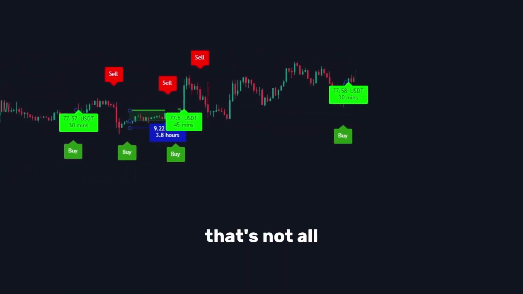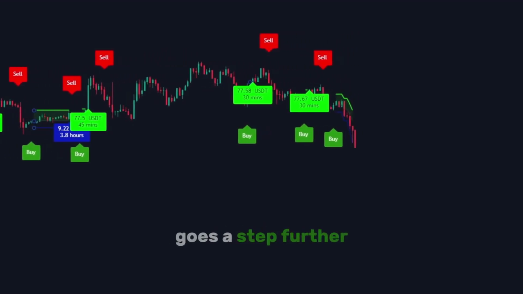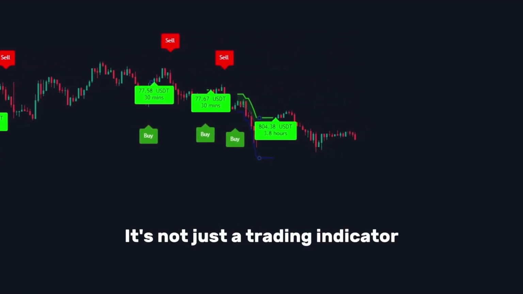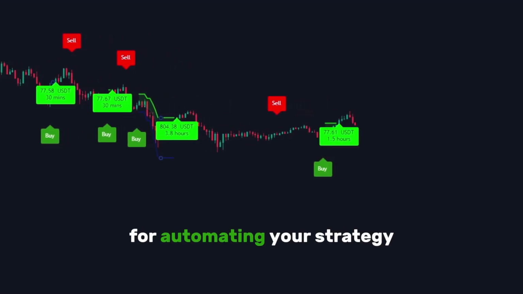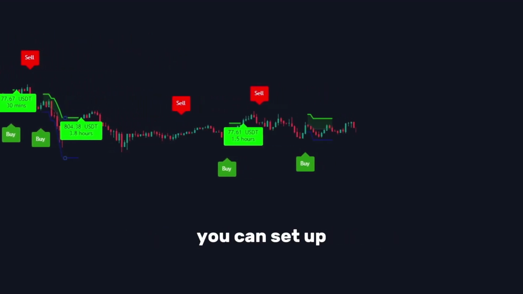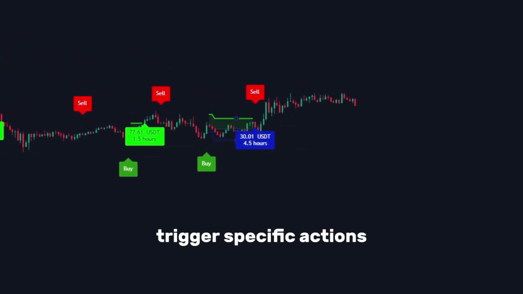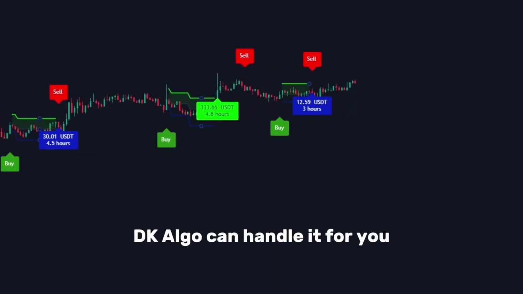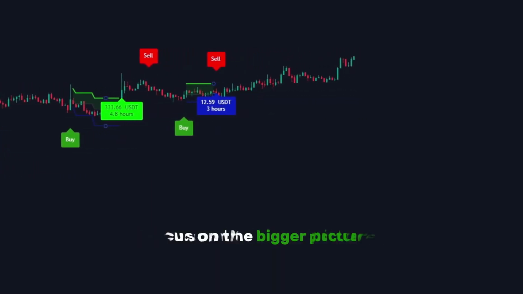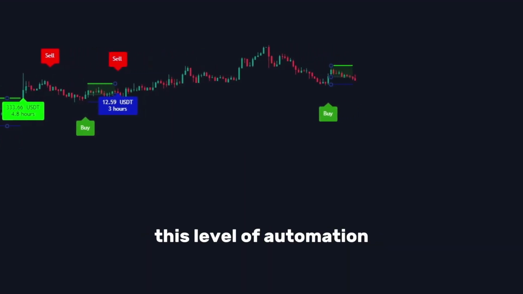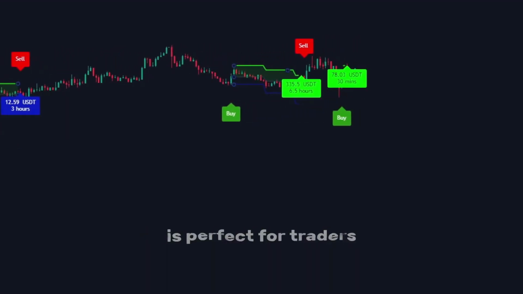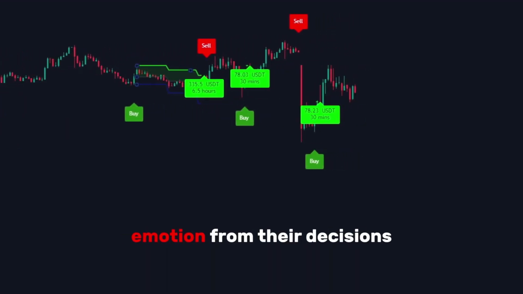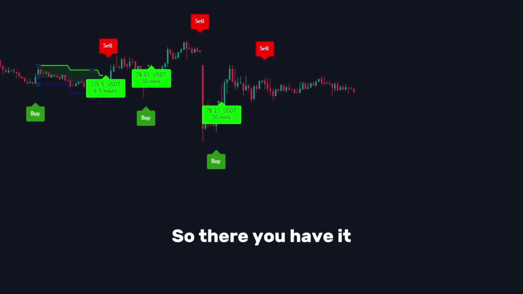But that's not all. DK Algo goes a step further with full automation. It's not just a trading indicator, it's a powerful tool for automating your strategy. You can set up custom alerts that trigger specific actions based on your rules. Whether it's entering or exiting a trade, DK Algo can handle it for you, freeing you up to focus on the bigger picture. This level of automation is perfect for traders who want to remove emotion from their decisions or simply save time.